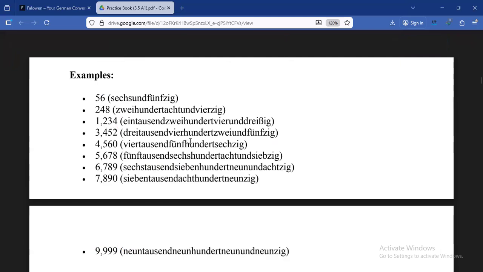So these are the basic numbers that we did, right? In case you are still struggling with it, you can kindly go back to the listening and hearing number 2.